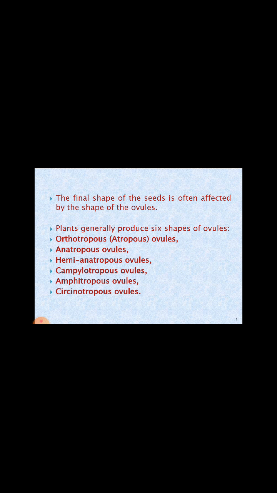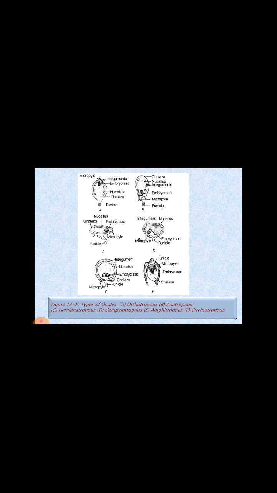The final shape of the seeds is often affected by the shapes of the ovule. Plants generally produce six shapes of ovules, and they are the orthotropous or atropous ovules, the anatropous ovules, the hemianatropous ovules, campylotropous ovules, amphitropous ovules, and the circinotropous ovules. This slide shows the different types of ovules.